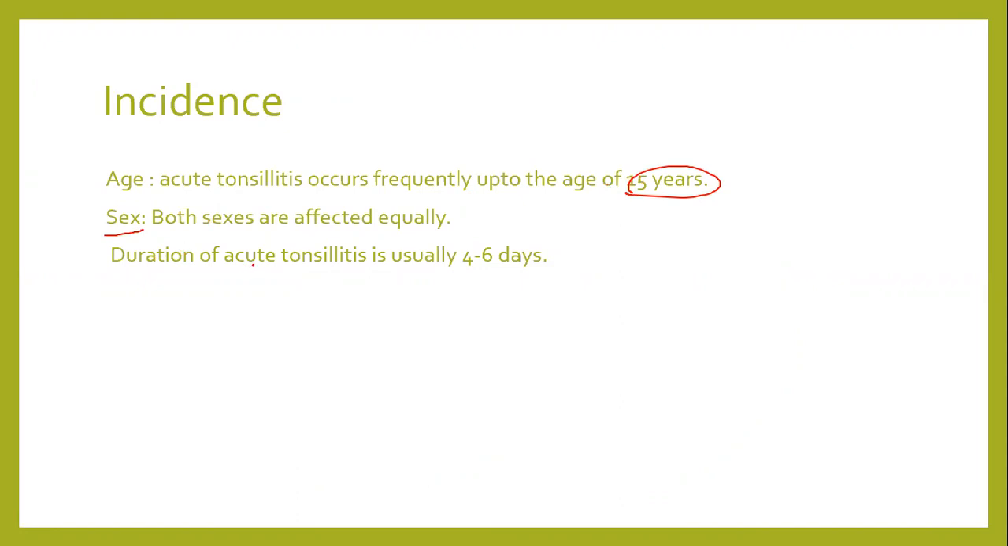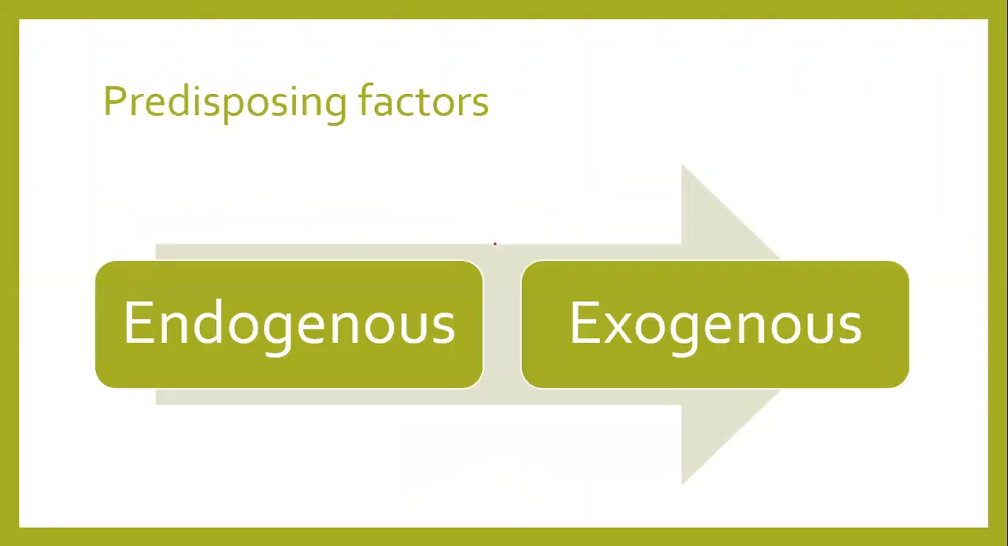The duration of acute tonsillitis will be within 4 to 6 days. That's what is called acute. It is sudden in onset and the duration will be 4 to 6 days. Within 6 days, the infection will subside.